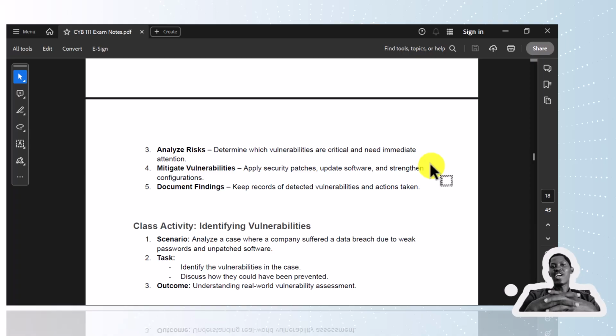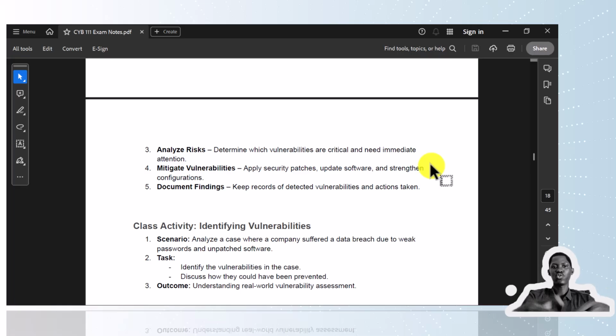So now you are going to analyze risk, which is when you determine which vulnerabilities are critical and need immediate attention. Then the next thing, you mitigate the vulnerabilities, right? Mitigate. Apply security patches, update software, and strengthen configurations. Things that you need to do to mitigate the vulnerabilities, to try to fix the vulnerabilities, take it away, reduce the risk of exploiting it to bare minimum.